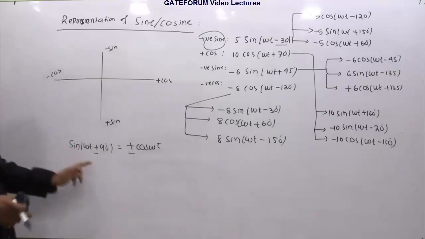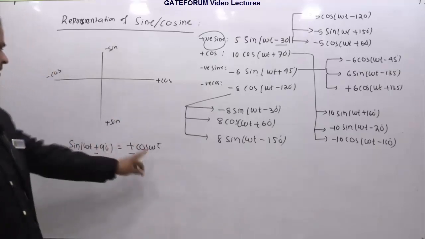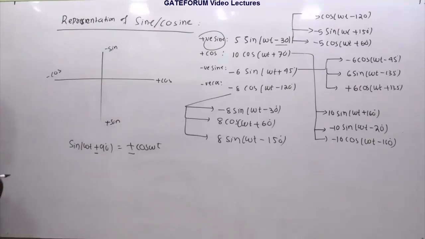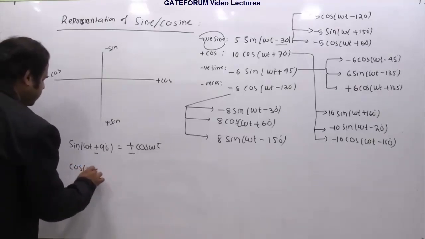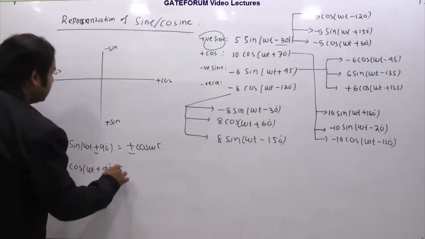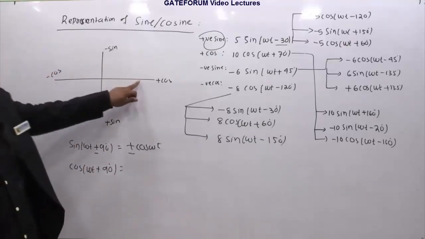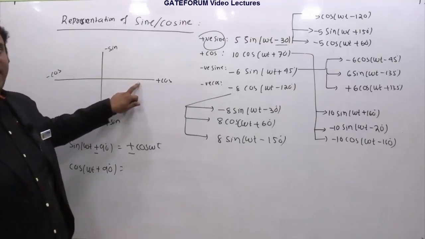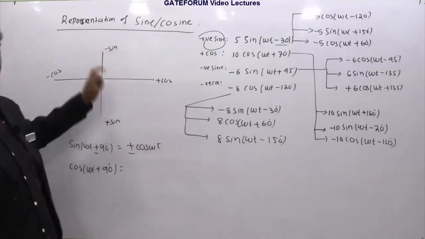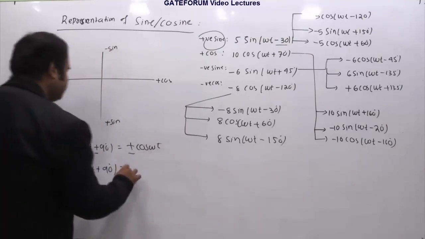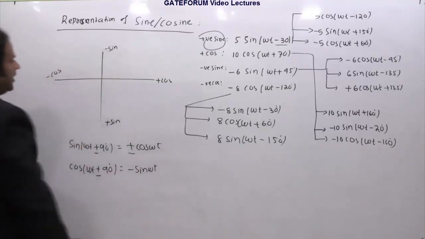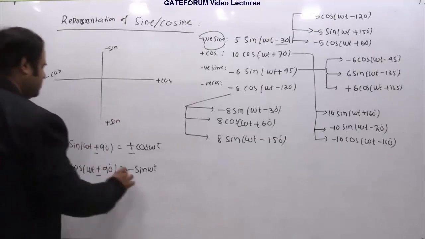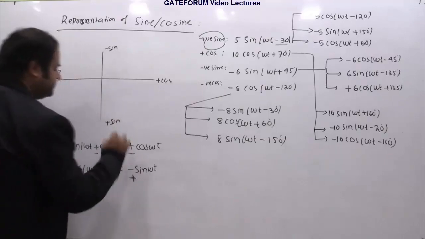So here it is plus minus, and this is also plus minus. This identity you must have learnt in trigonometry, and you can also visualize it from here. Similarly, if I ask you what is cos of omega t plus 90 degrees, from cos you add 90 degrees, so you move anti-clockwise 90 degrees. You will be reaching minus sine omega t. But if I ask what is cos omega t minus 90 degrees, you will be reaching plus sine omega t.